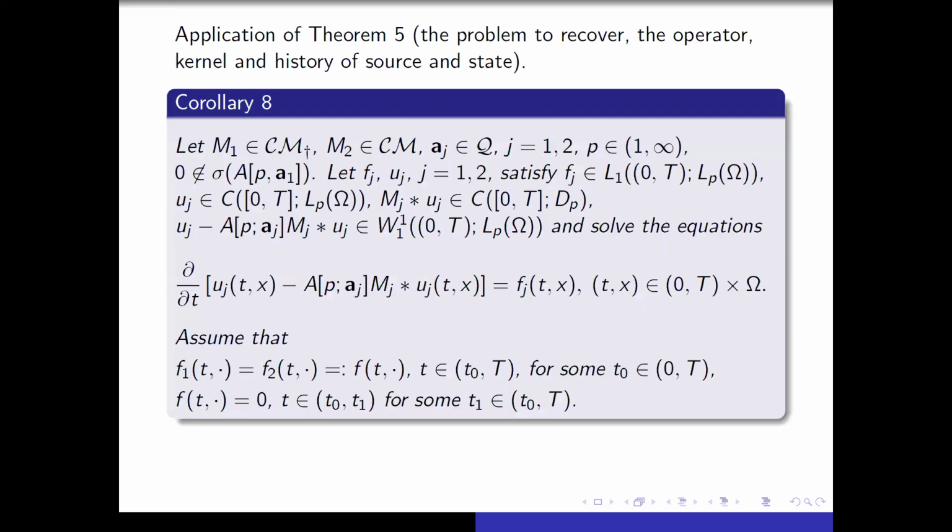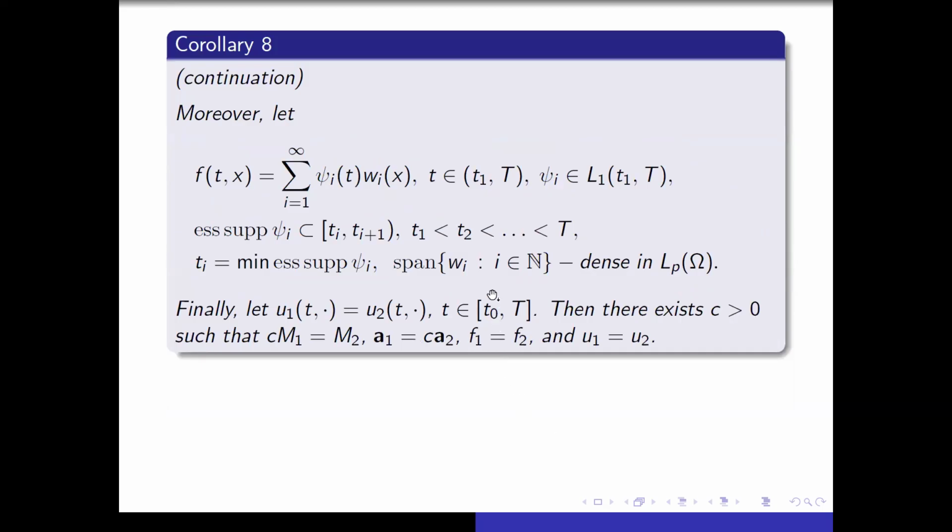This is a vectorial operator. And then I apply immediately the theorem which concerns the case when both M and A are unknown. This was the first theorem there. And this is the direct application of this theorem. The result is here on the next page. We assume these assumptions on F that were before, and then there exists C which is positive, so that C M1 is equal to M2, and the coefficient vector of the first operator A1 is equal to C times the coefficient vector A2, and also F1 and F2.